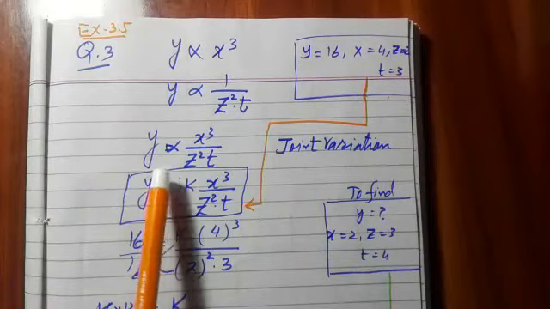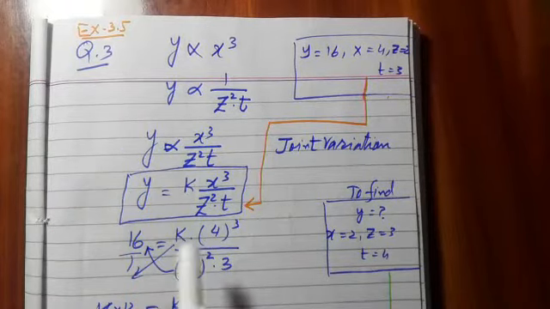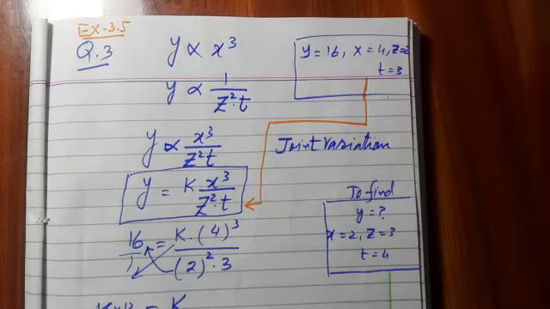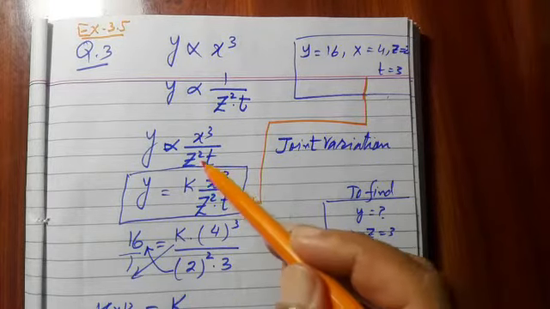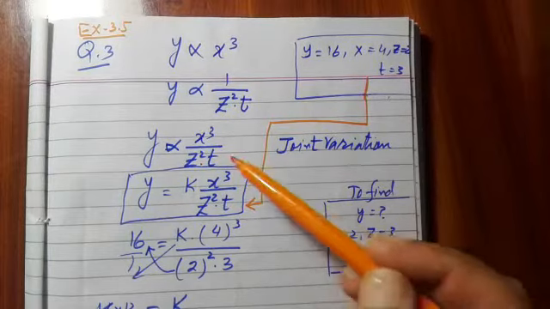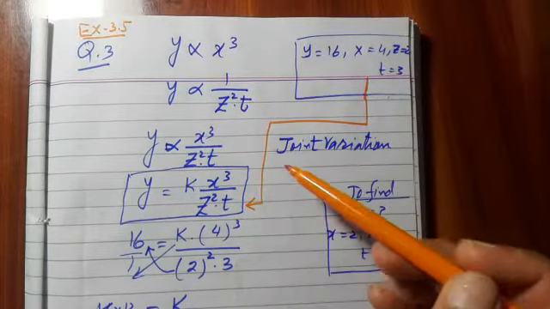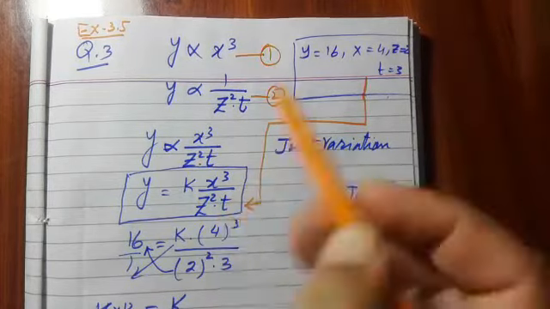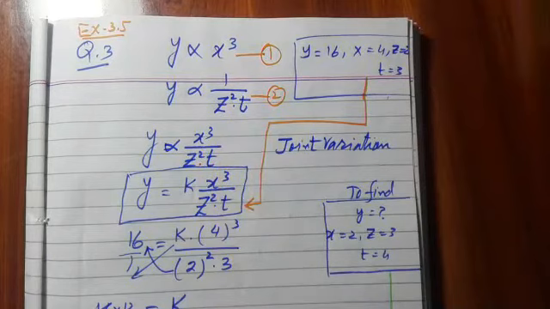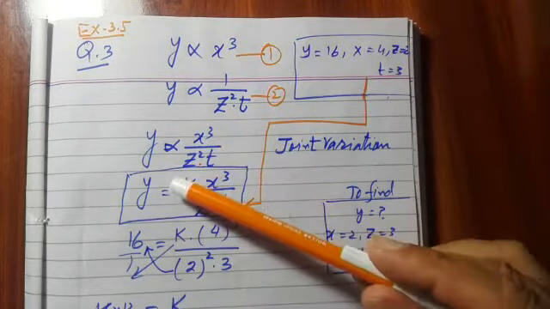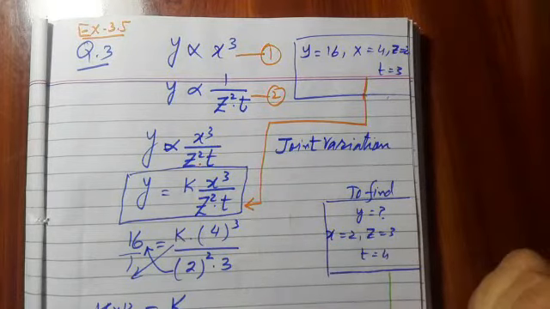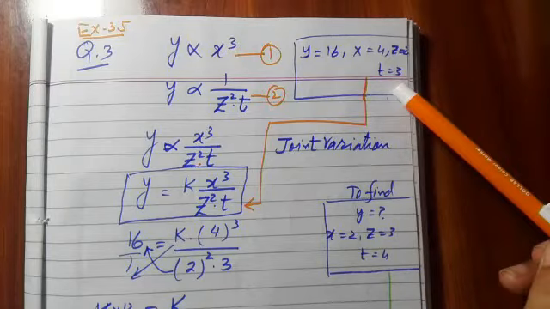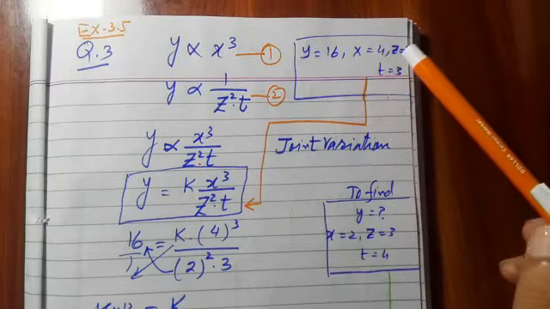x cubed and inversely proportional to z square into t. So this will give you a joint formation, or the joint variation, according to the given data. By combining the first and second relations, we will be getting this relation. And we want to remove the sign of proportionality. For that purpose, we are placing a constant k, and for finding the value of k, we will be using the given set of values, that is y equals 16, x equals 4, z equals 2, and t equals 3.